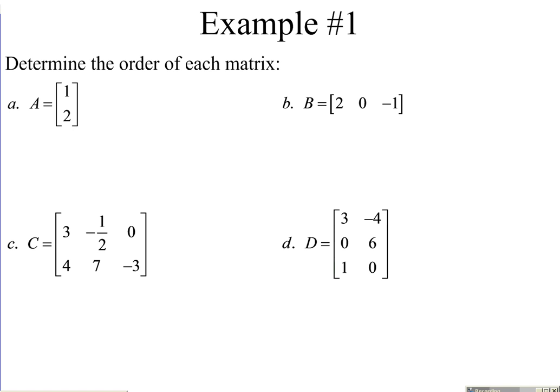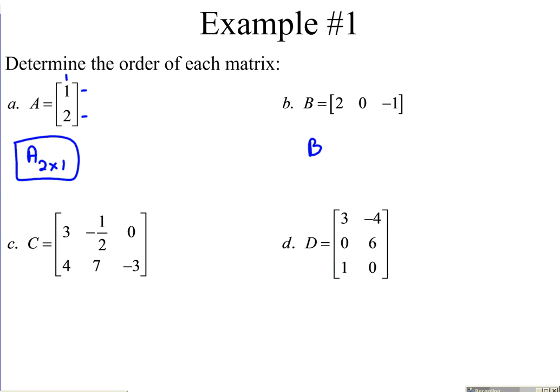Determine the order of each one of these matrices. Matrix A has 2 rows and 1 column, so therefore it is a 2 by 1 matrix. When you name it, use a letter to name it, and then the subscript on the letter tells the number of rows by columns, or the order.